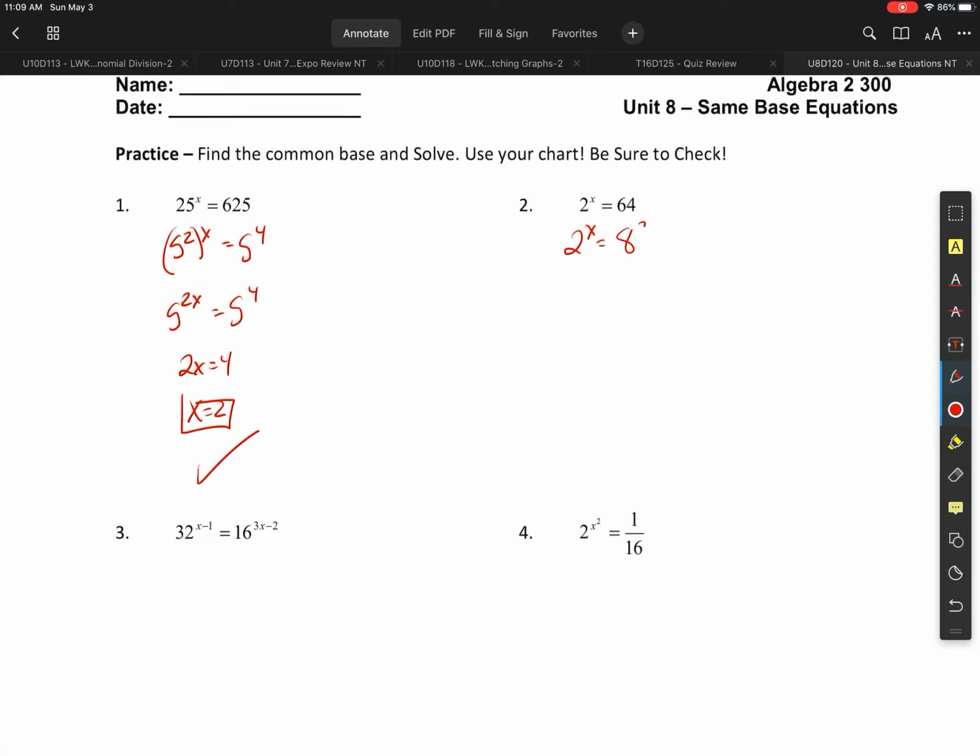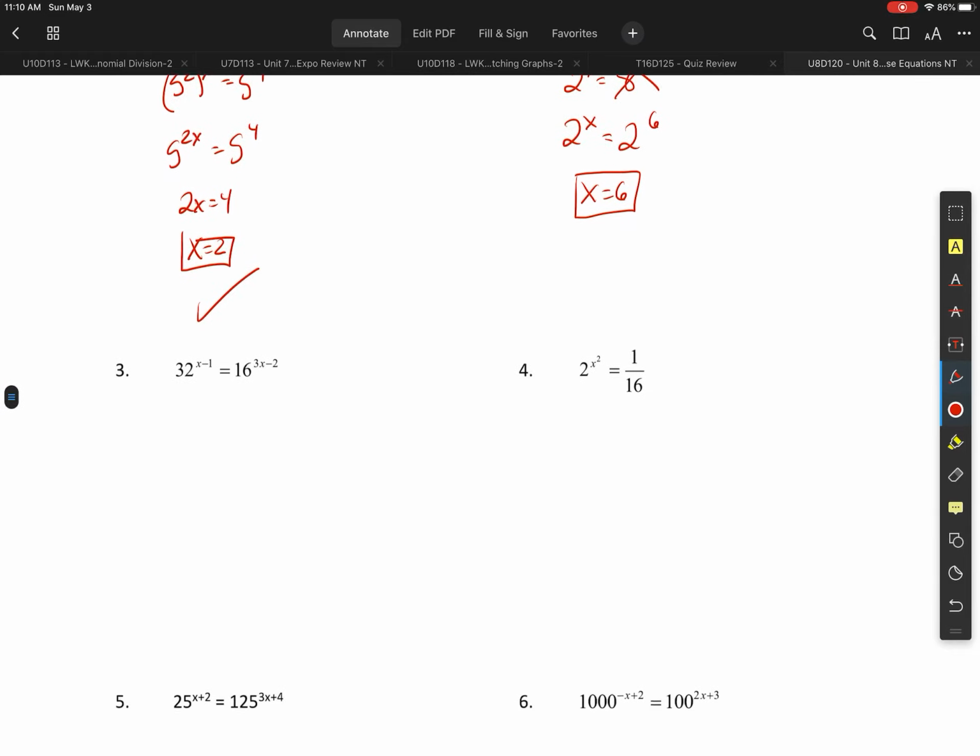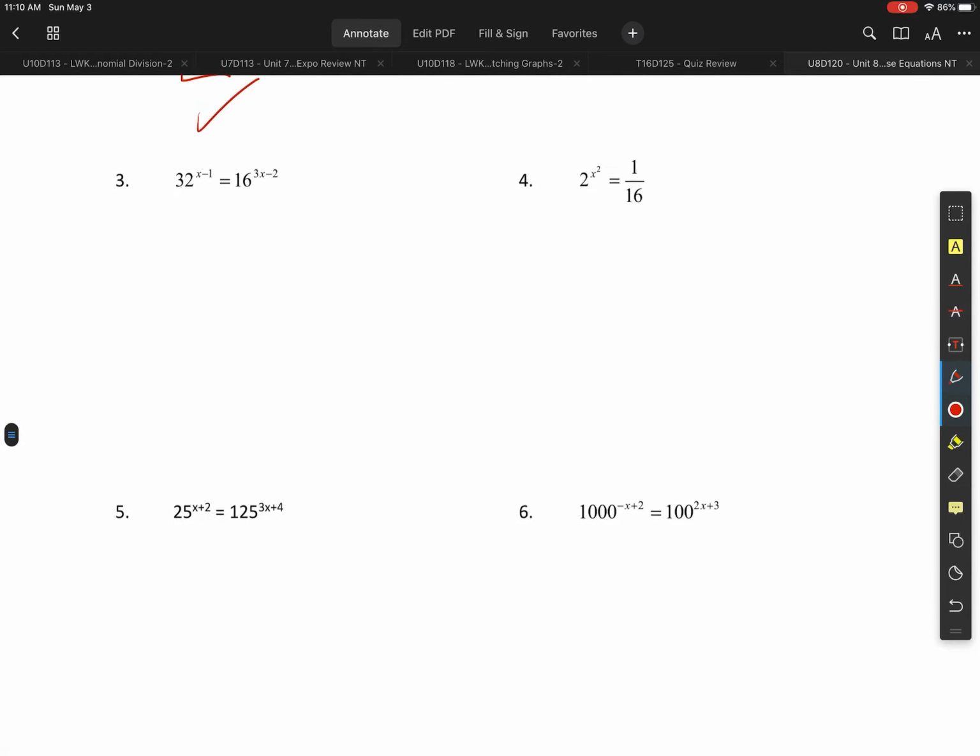All right, 2 to the x. Don't make that common mistake. People say, oh, it's squared, it's a great one. No, better option. Look at that table. 2 to the x equals 2 to the 6. X equals 6. We plug in, we check, it makes sense.